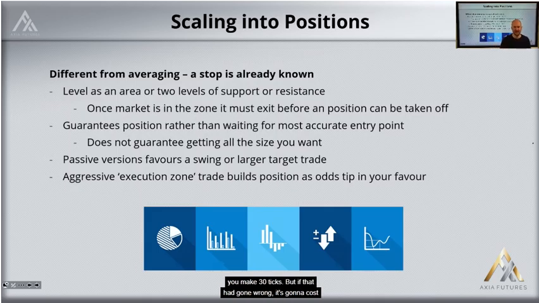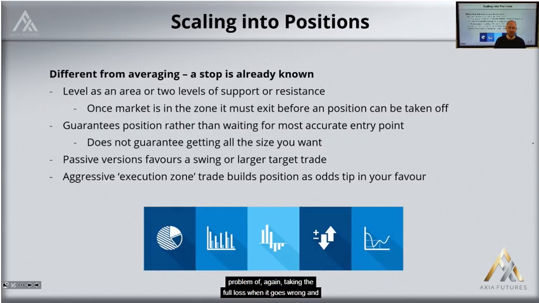So you make 30 ticks. But if that had gone wrong, it's going to cost you 100. So the risk essentially is already taken. So you need a plan to alleviate that issue, so that if you do not get filled on everything, you can at least increase the size as you move out of that zone to make sure that the risk you're taking matches the reward that you can gain.